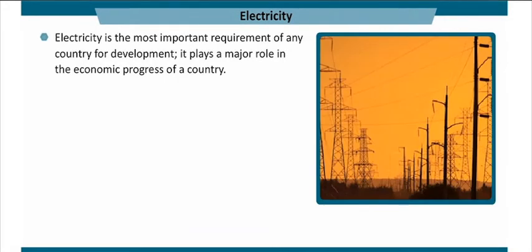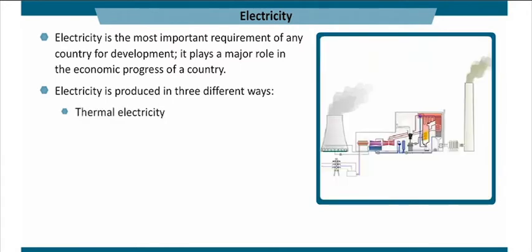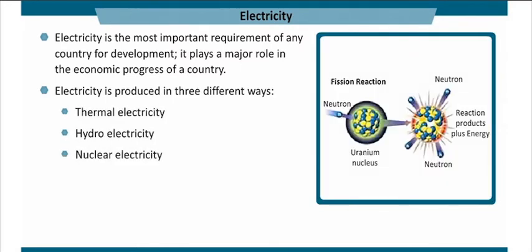Electricity. Electricity is the most important requirement of any country for development. It plays a major role in the economic progress of our country. Electricity is produced in three different ways: thermal electricity, hydroelectricity, and nuclear electricity.